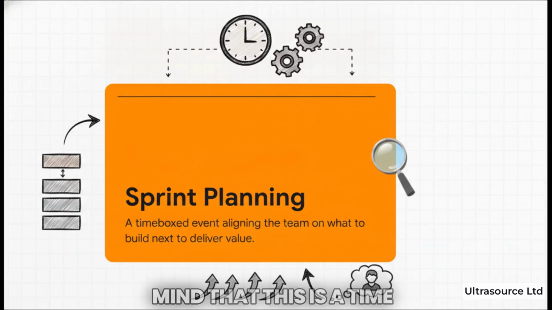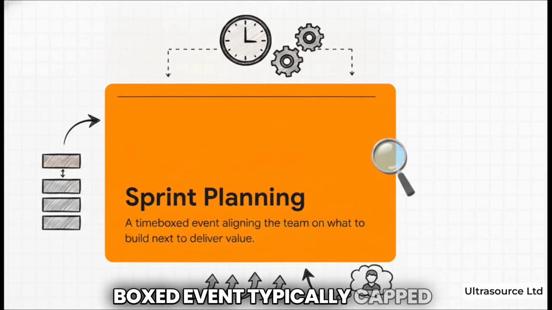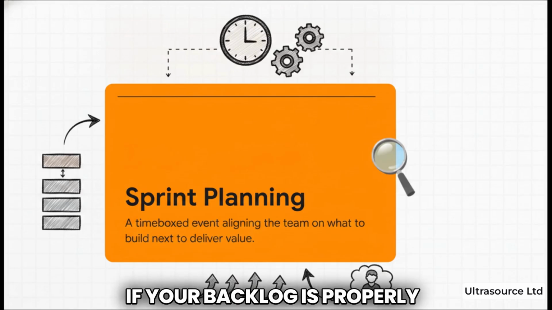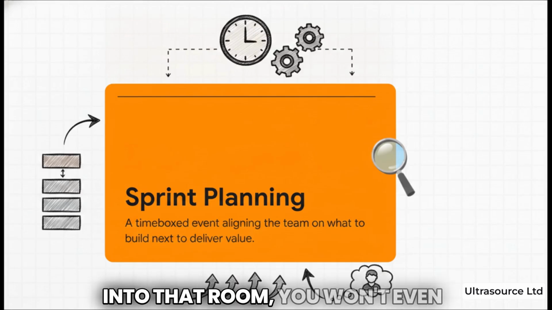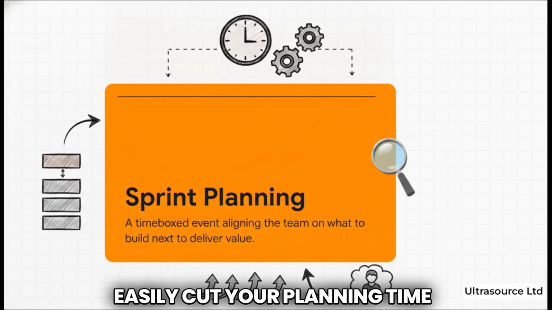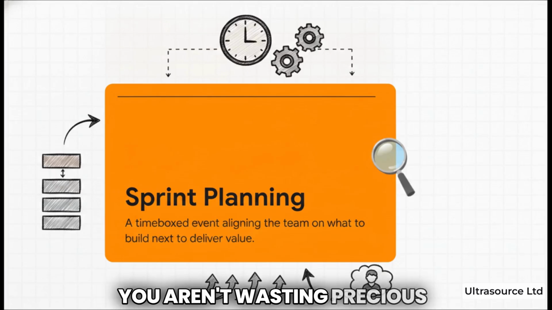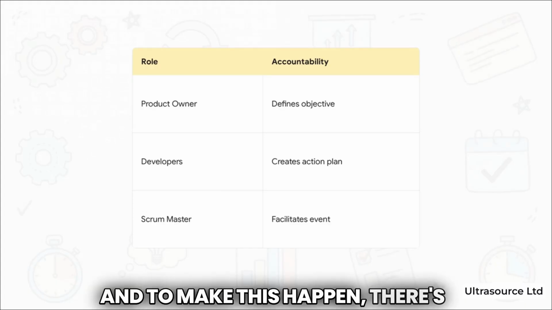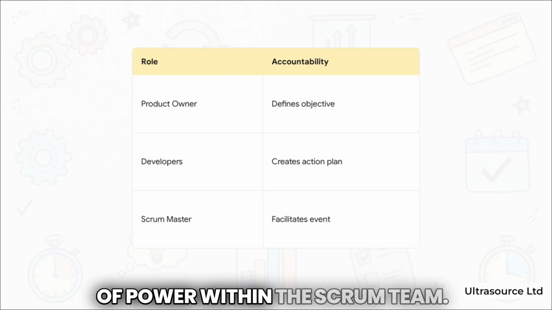And it's important to keep in mind that this is a time-boxed event, typically capped at a maximum of 8 hours for a one-month sprint and obviously shorter for shorter sprints. But here's a little pro tip for you. If your backlog is properly refined before you walk into that room, you won't even need the full time limit. A well-refined backlog can easily cut your planning time in half simply because you aren't wasting precious hours discovering requirements from scratch. And to make this happen, there's actually a brilliant balance of power within the Scrum team.